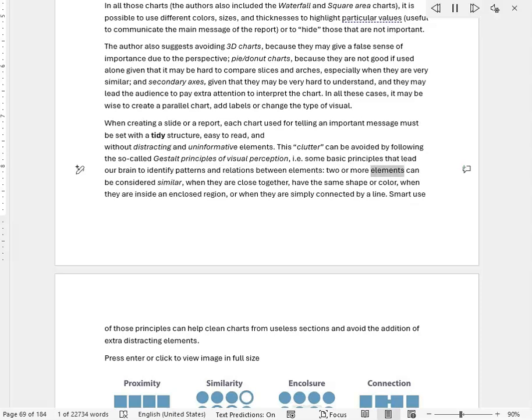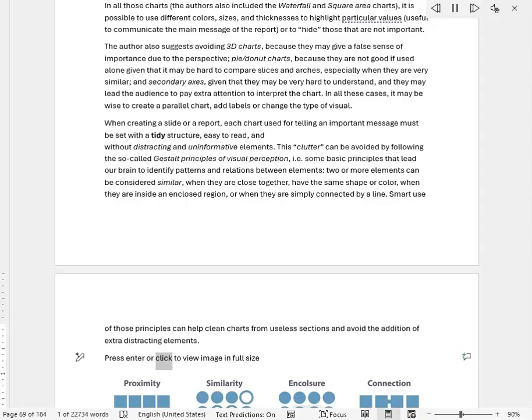Two or more elements can be considered similar when they are close together, have the same shape or color, when they are inside an enclosed region, or when they are simply connected by a line. Smart use of those principles can help clean charts from useless sections and avoid the addition of extra distracting elements.